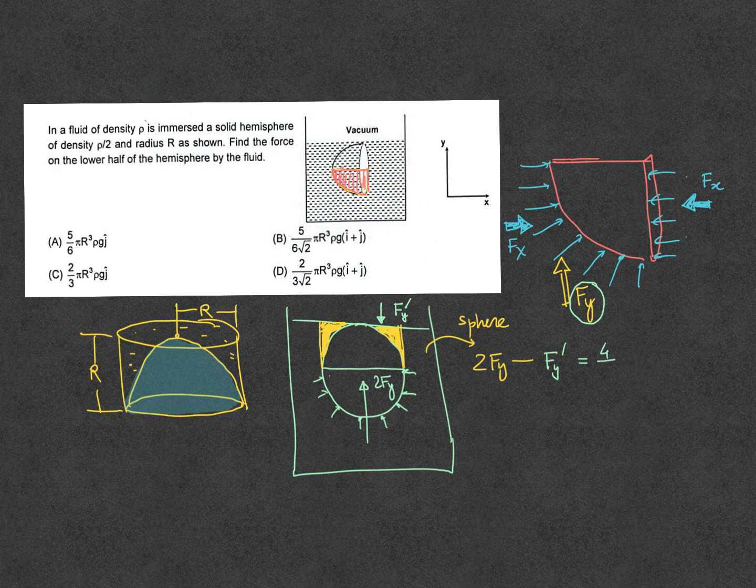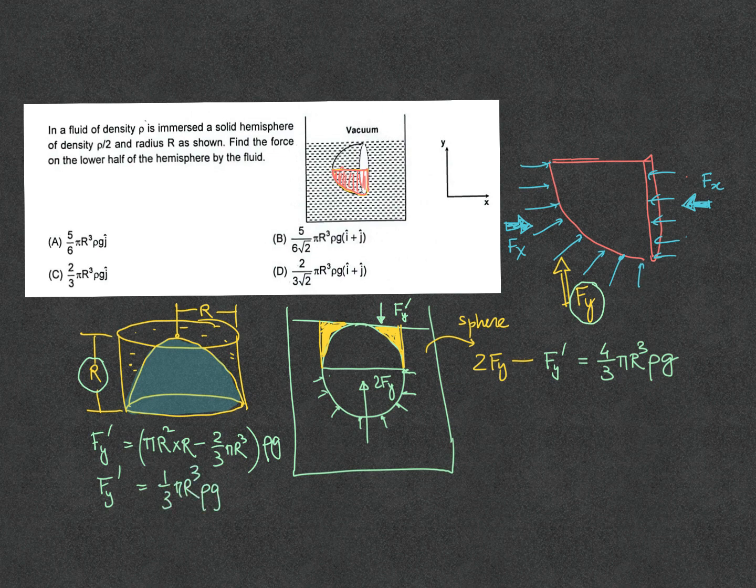Buoyant force is equal to 4/3 pi r cube rho g. Now this Fy prime, from this diagram you can write, Fy prime is nothing but the weight of this much liquid on top of this hemisphere. So let us calculate the volume. It is pi r square into h, that means the height of the cylinder is h, minus 2/3 pi r cube, times rho g, that is Fy prime is equal to 1/3 pi r cube rho g.